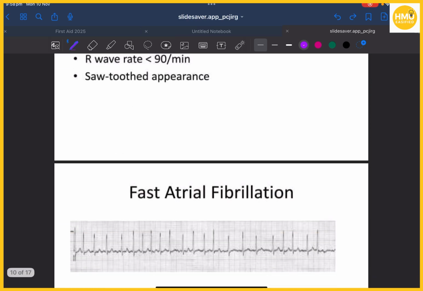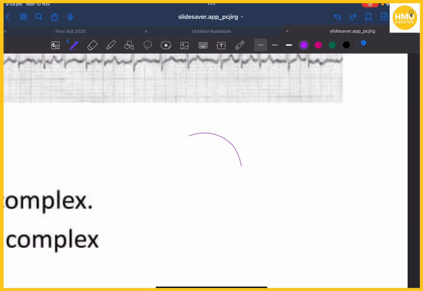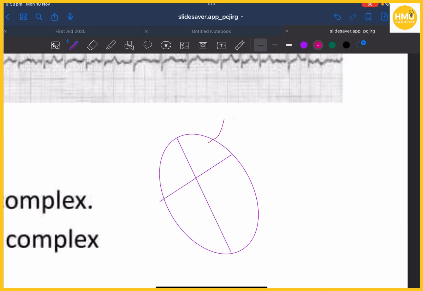Atrial fibrillation, obviously, has a very unique pathophysiology. So there's the heart, and there are the pulmonary veins.